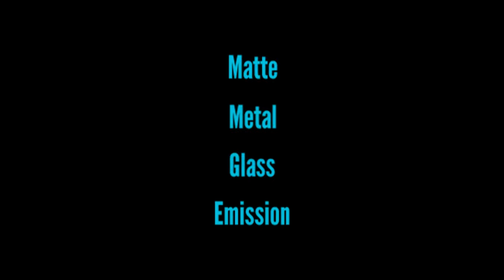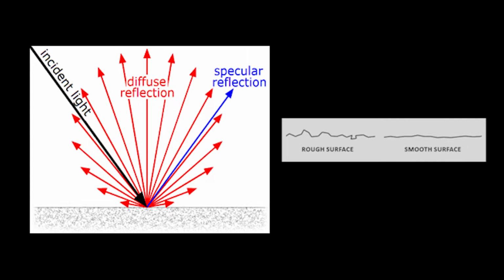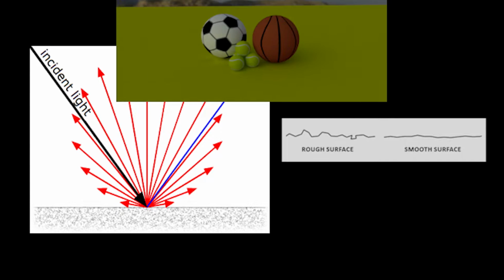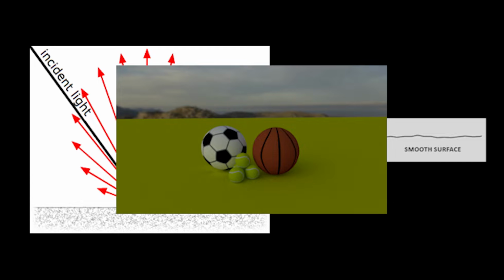And there are four kinds of materials that are supported by this path tracer: matte, metal, glass, and emission material. For a matte object, when a light ray hits the surface, we have to randomly choose the light ray's reflected direction, because on a microscopic scale, a matte object surface consists of infinite tiny microfacets that are chaotically aligned, so the reflected rays go everywhere.